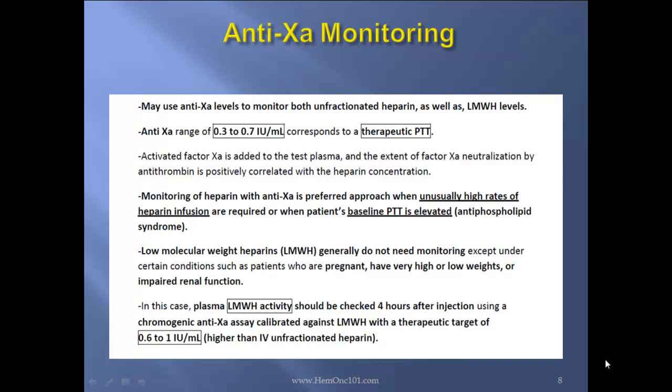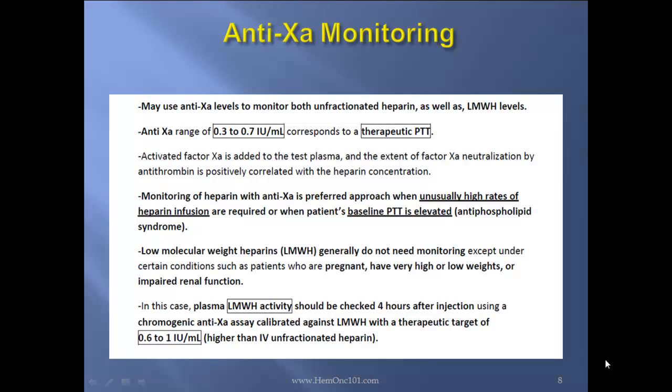Monitoring anti-10A levels, very important. You may use anti-10A levels to monitor both unfractionated heparin as well as low molecular weight heparin. The anti-10A range of 0.3 to 0.7 corresponds to a therapeutic PTT. Activated 10A is added to the test plasma, and the extent of factor 10A neutralization by antithrombin is positively correlated with heparin concentration. Monitoring of heparin with anti-10A is a preferred approach when unusually high rates of heparin infusion are required or when the patient's baseline PTT is elevated, for instance, in antiphospholipid syndrome.